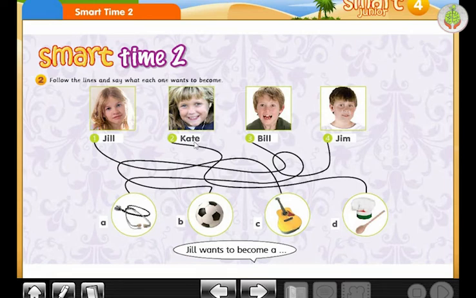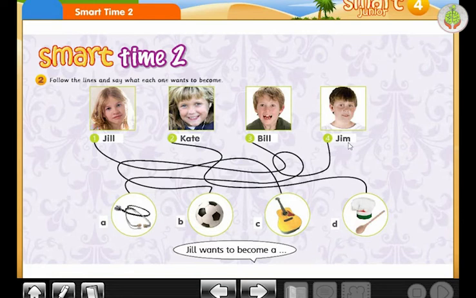Very good. What about Kate? Let's follow the line. Very good. Look, this is a hat, a white hat, and a spoon. So what does she want to become in the future? Kate wants to become a chef. Very good. Now, this boy, Bell. What does he want to become? Okay, this is a ball. It's a football. So he wants to be a football player.